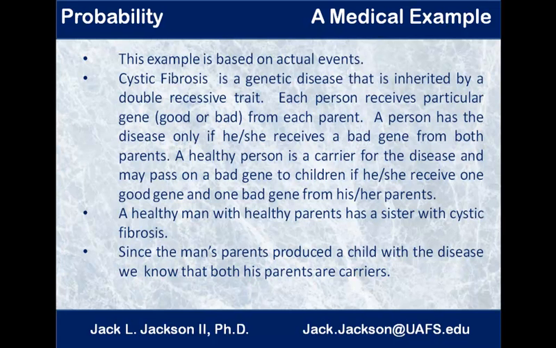So this friend of mine was a healthy man, and his parents were healthy, but he had a sister with cystic fibrosis. If you think about that a minute, you'll realize that since his sister received a bad gene from both parents, and this man's parents both are healthy, they both have a good gene, but they also had to both be carriers. So both of his parents have a good gene and a bad gene. One of them at least gave him a good gene, but we don't know whether the other one gave him a bad gene or not.